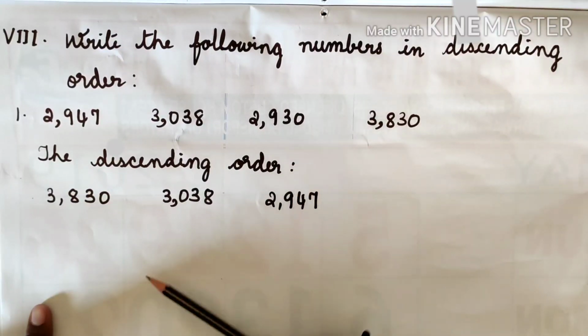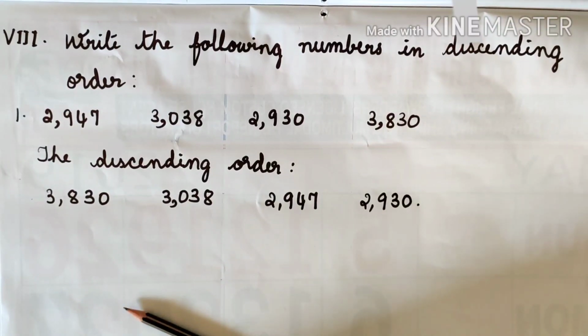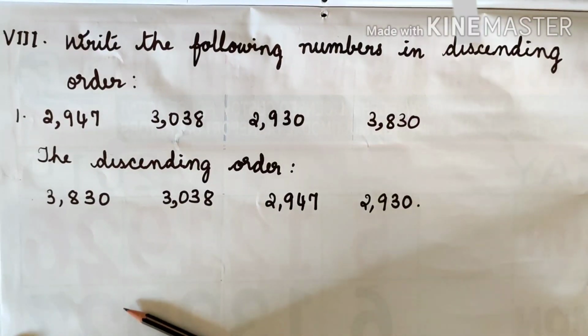Let us write the numbers. And now we got the descending order for the given numbers. Let us read the answer. 3830, 3038, 2947 and 2930. Good. Let us go to the second question.